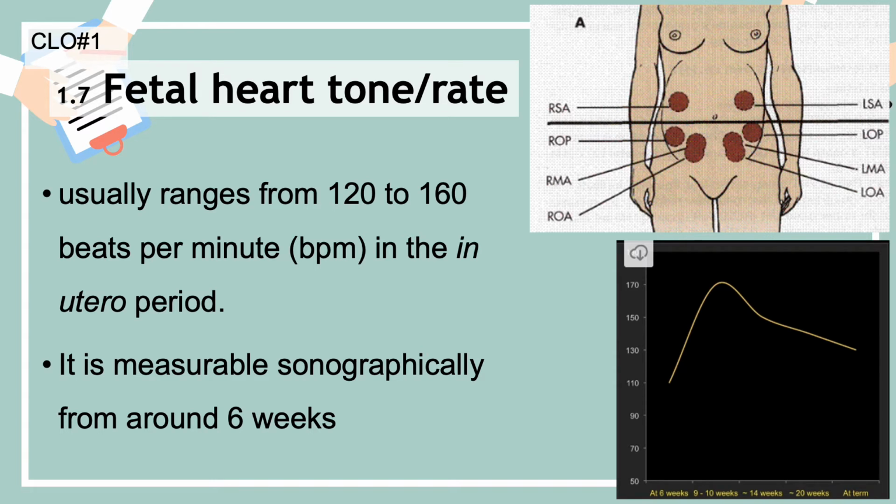Fetal heart tone or rate. This usually ranges from 120 to 160 beats per minute, and this is for the in utero period. So this is when the fetus is still inside the mother's womb. It is measurable sonographically from around 6 weeks, and the normal range can vary during gestation. It can increase to around 170 beats per minute at 10 weeks, and it can also decrease from then to around 130 beats per minute at term.